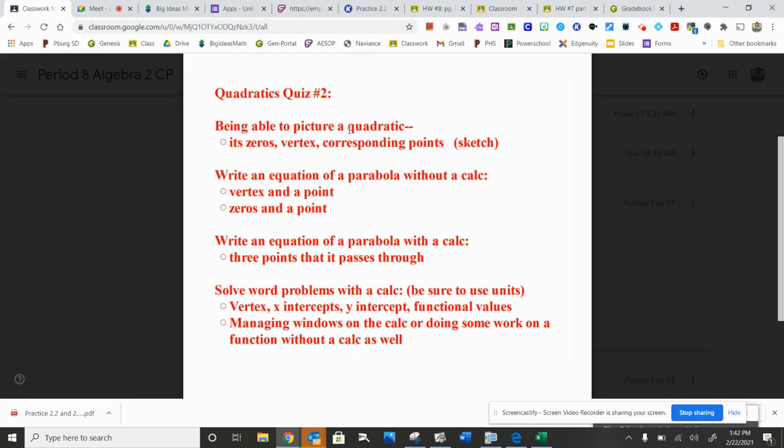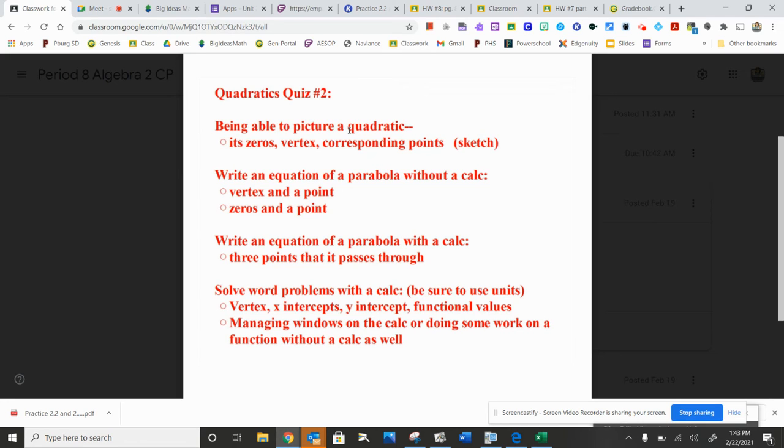And functional values, meaning if I say, how high is the baseball in the air at 5 seconds, when x is seconds, then we plug in 5 for x, and we get our y value of how high, the height. Please be sure that you use units like feet and seconds in your answer in order to receive full credit.